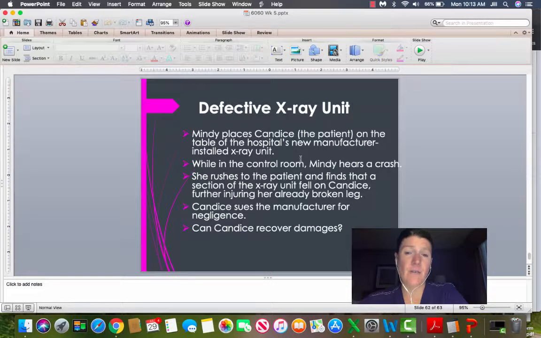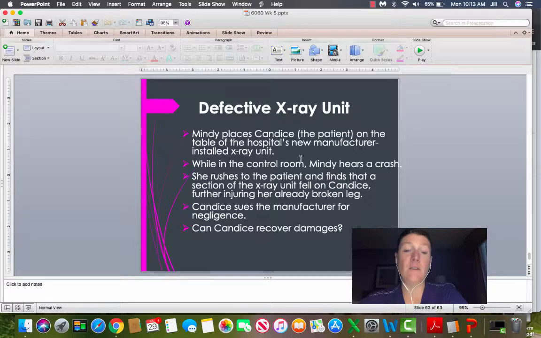A defective x-ray unit. Mindy places Candace, the patient, on the table of their brand new manufacturer-installed x-ray unit. While in the control room, obviously Mindy goes to the control room to hit the button for the x-ray. The tech is not going to be in the room with the patient. But she heard a crash, rushed to the patient, and found that a part of this newly installed x-ray unit fell on the patient, further injuring her already broken leg.